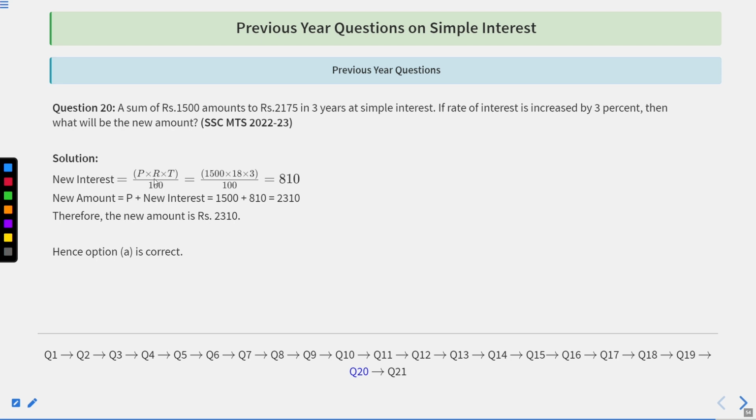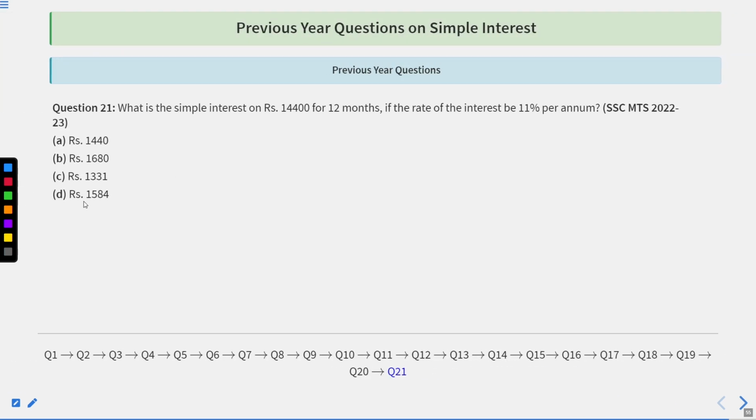So the new interest is principal into rate into time upon 100 equal to 1500 into 18 into 3 upon 100, that is 810. So the new amount is principal plus new interest equal to 2310. So the option correct here is option A.